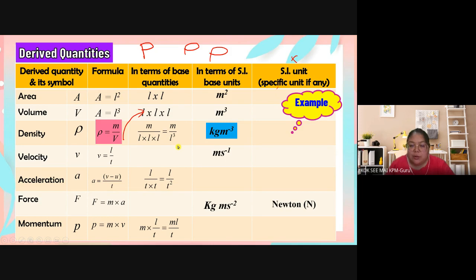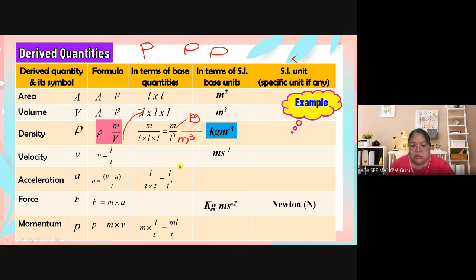Mass over L cube. Okay, mass is what? Mass is kilogram, the SI unit is kilogram. L is length, length is meter. So meter cube. Okay, per. So now I want to bring the m cube up. I need to put -3. Kilogram meter -3, this one we call kilogram per meter cube. Per means it's at the bottom, so when you bring it up, you need to put in negative.